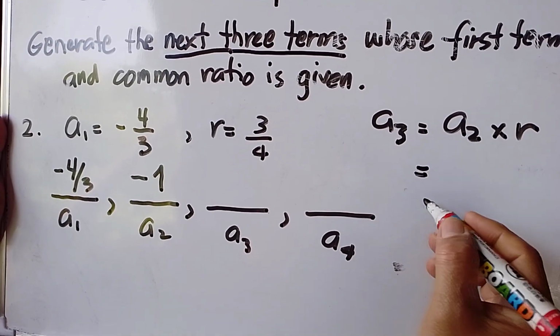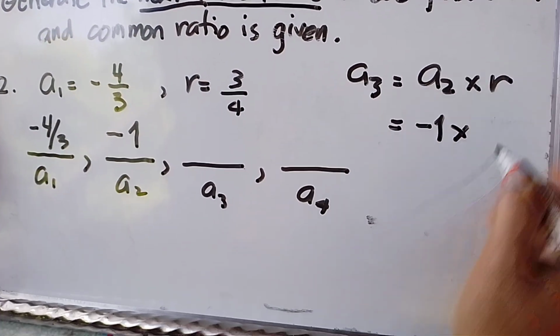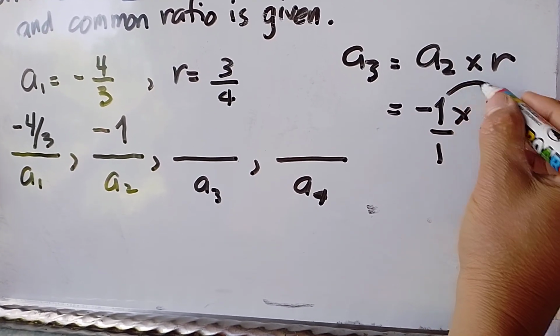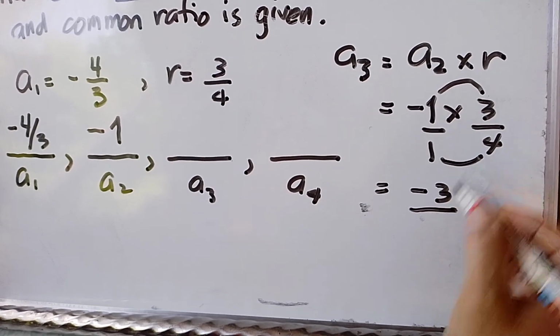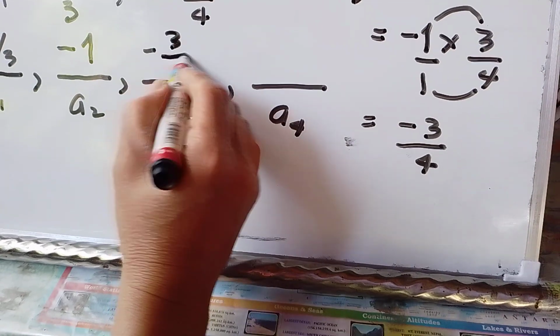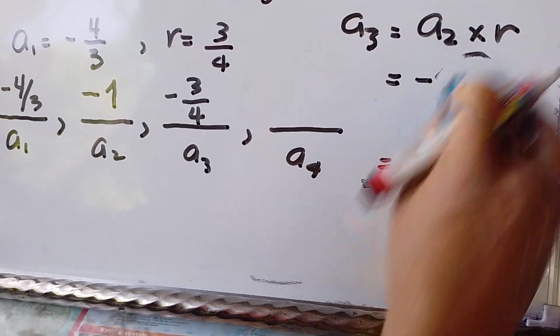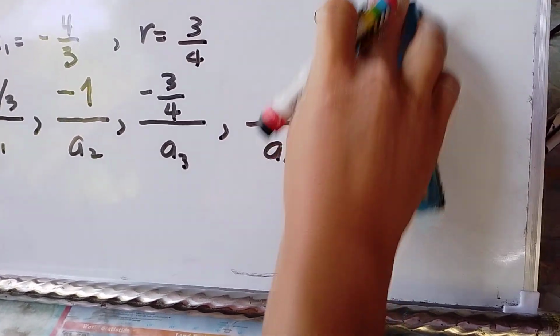So what is our a sub 2? This is negative 1 times the common ratio is 3 over 4. Okay, multiply the numerators and then multiply the denominators. 1 times 4 is 4. So this is negative 3 over 4. Now let's go to the next term, which is a sub 4.